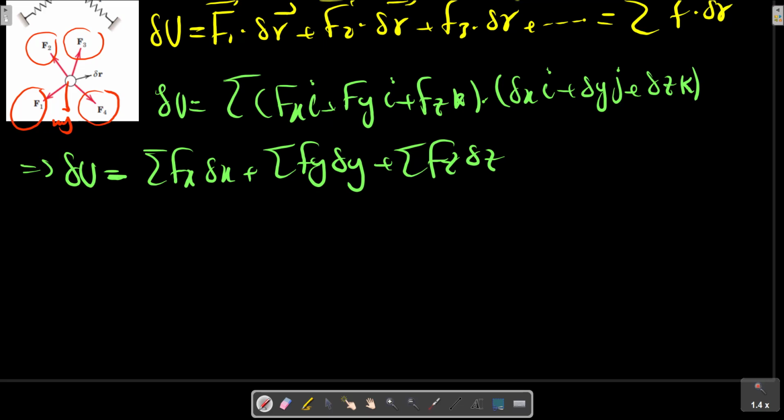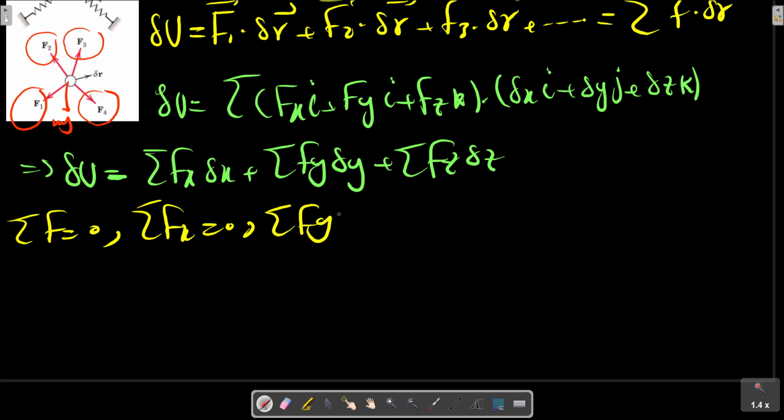And we know the summation of forces is 0, which gives, and also gives the result that delta U equals 0. This is therefore an alternative statement of the equilibrium conditions for a particle.